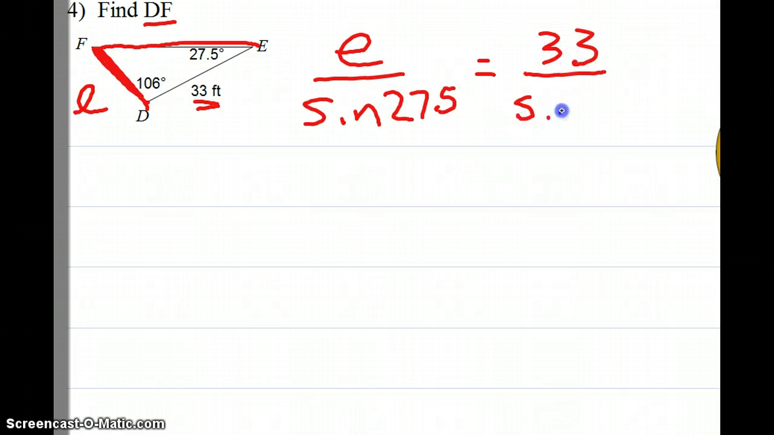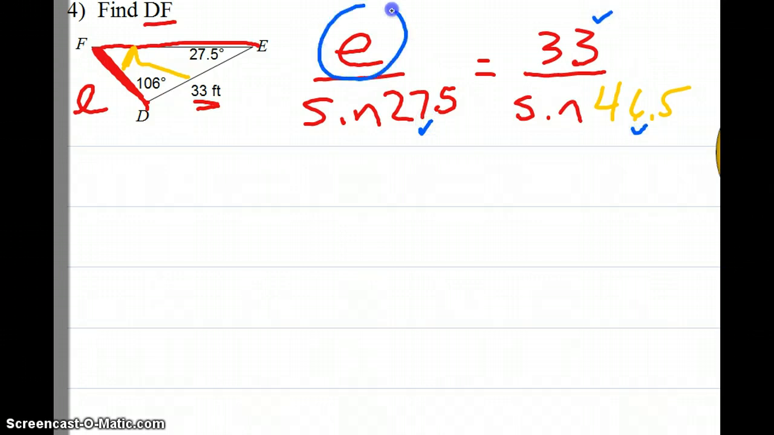So this is across from what angle? 33 is across from this angle here. So I don't have that angle, so that's how I know I'm going to have to go find it. So 106 plus 27.5, subtract off 180, that gives us 46.5. When we have this much information, we have three things that we know and only one thing that we don't know. We can cross multiply, and so E will equal what?